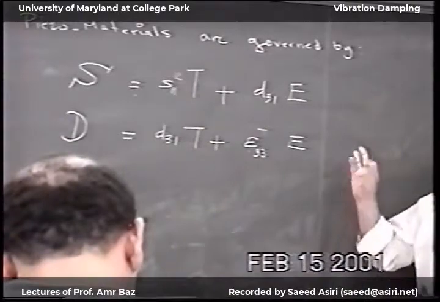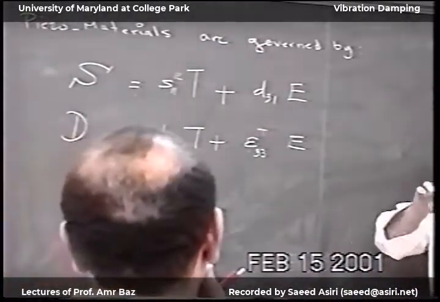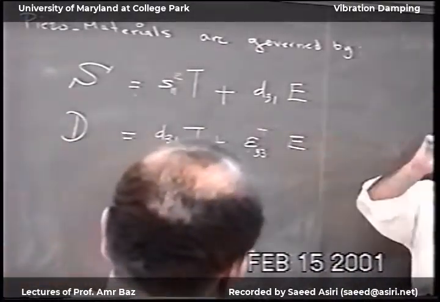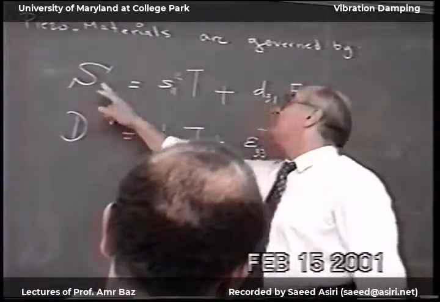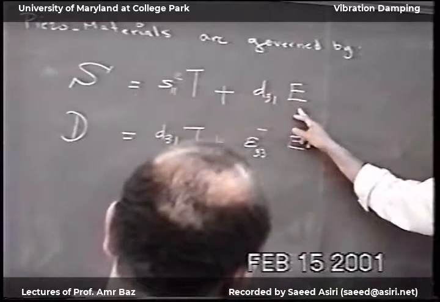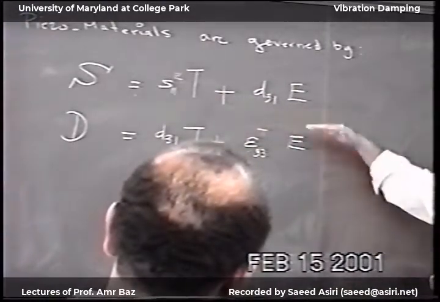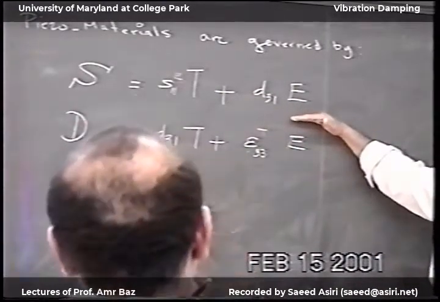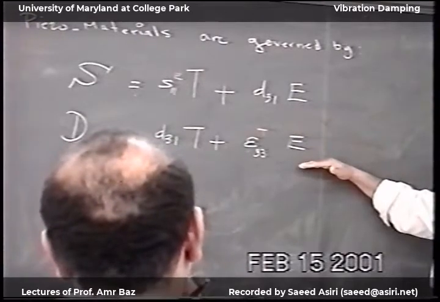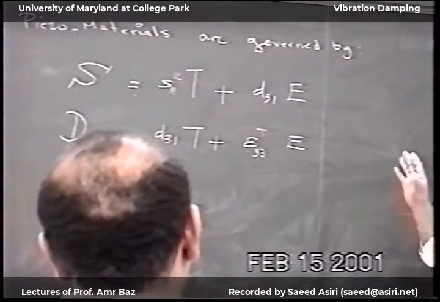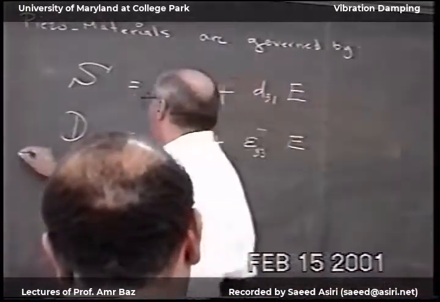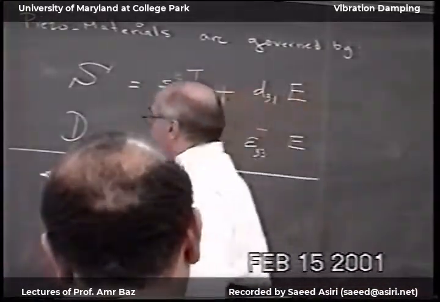So now the description is complete for a material working only in one dimension. I relate the strain to the stress and to the electric voltage. The top line is very useful for an actuator, the bottom line is very useful for a sensor. Okay, now what we have is like this, in a matrix form.